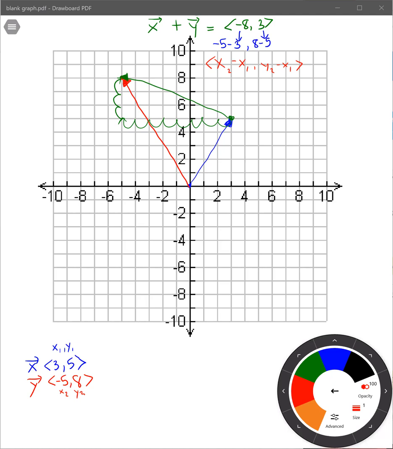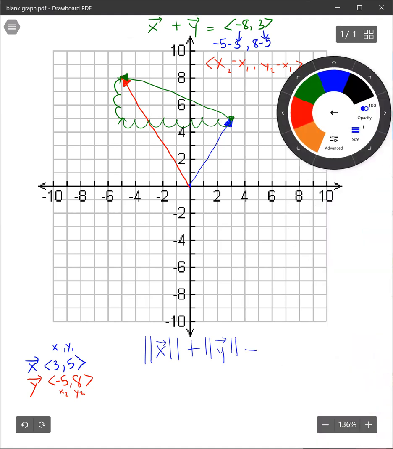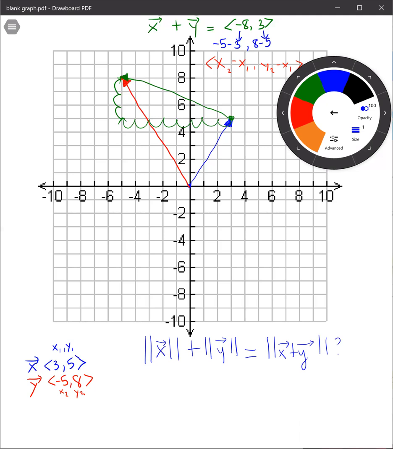All right, now the question is, if you have the magnitude of vector x plus the magnitude of vector y, will it equal the magnitude of vector x plus vector y? Okay, so in order to do that, I'll do two of them separately. First of all, I already saw a few of you calculate the magnitude of vector x and vector y. So go ahead and give me the answer. For vector x, what is the magnitude of vector x?